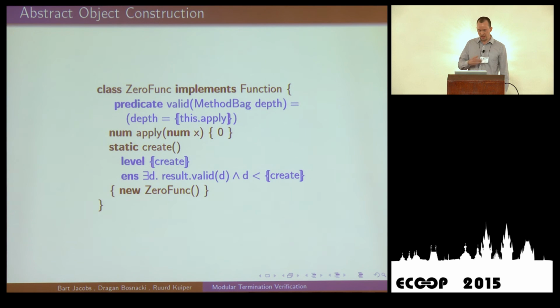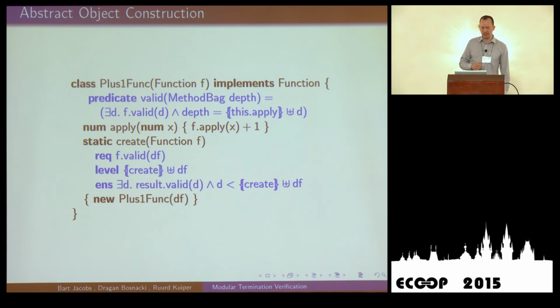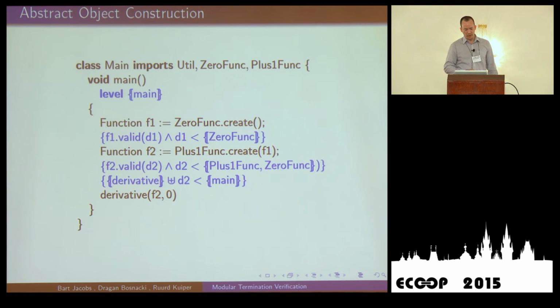So it says, I will give you an object such that it's valid with some depth d, which is less than myself, than create. Similarly, PlusOneFunc will have a create method that takes a function object, and it will require that this function object is valid, and it will ensure that the resulting object is valid for some depth d, which is bounded by create multiset union df. And thanks to these postconditions, we can verify a version of main that uses these constructor methods. So we know that f1's depth will be bounded by ZeroFunc, that f2's depth will be bounded by PlusOneFunc, ZeroFunc, and therefore that the level of derivative is below main.